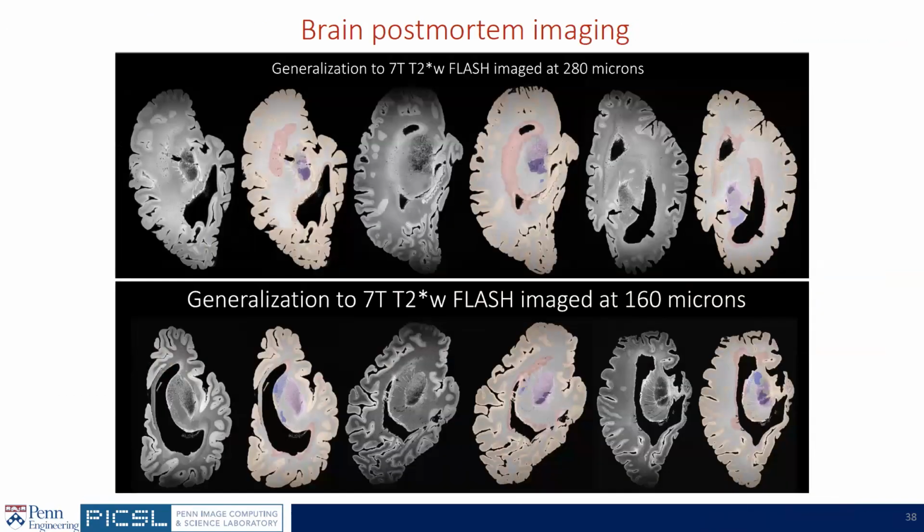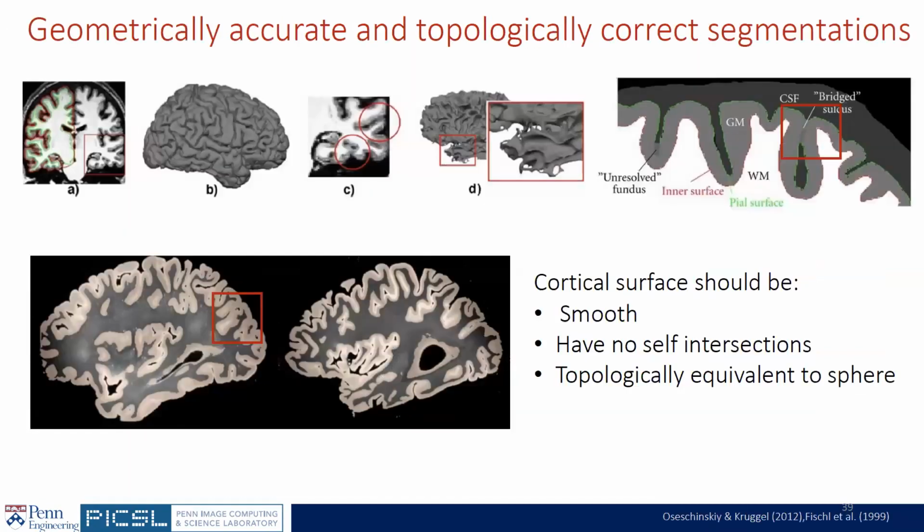And then a model which was trained on T2 weighted images also generalized well to T2 star flash sequences. So you can really appreciate the high resolution nature of these images. You can really see different structures of the brain in detail. Right? Okay.